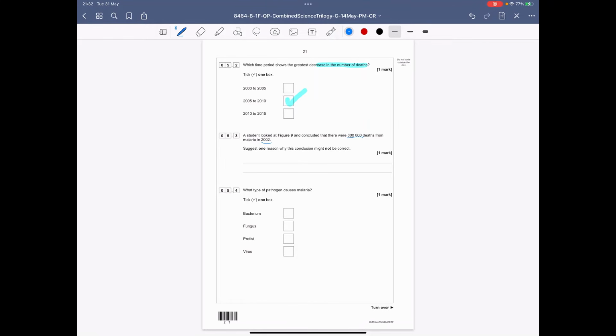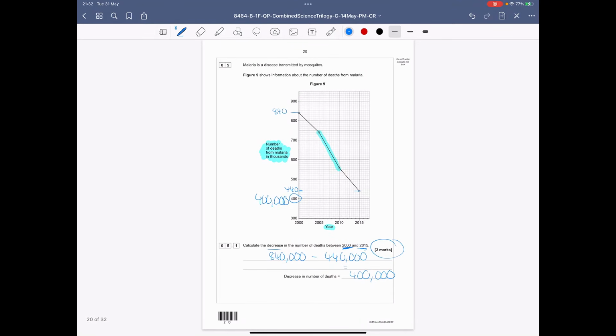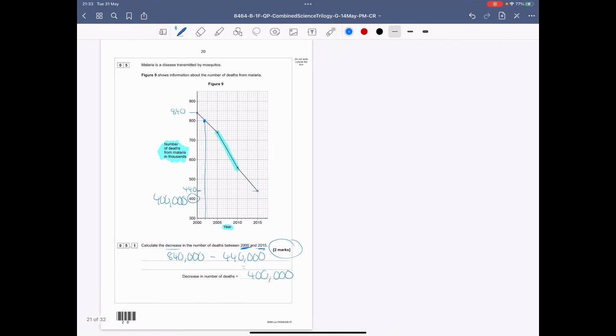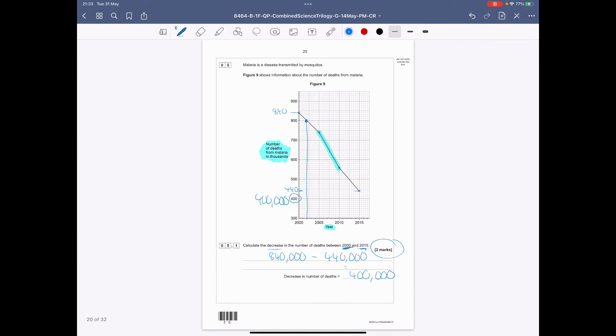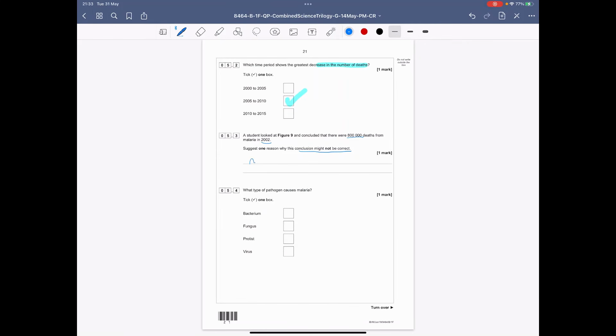A student looked at figure 9 and concluded that there were 800,000 deaths from malaria in 2002. Suggest one reason why this conclusion might not be correct. Well, if we go back to the graph and go to 2002, we can see it does go to 800,000. However, why might this not be true? If we look at the graph, there was no actual data collected in 2002. It's just on the line of best fit. So therefore it is an estimate. No data was collected in 2002. It was just an estimate using the line of best fit.